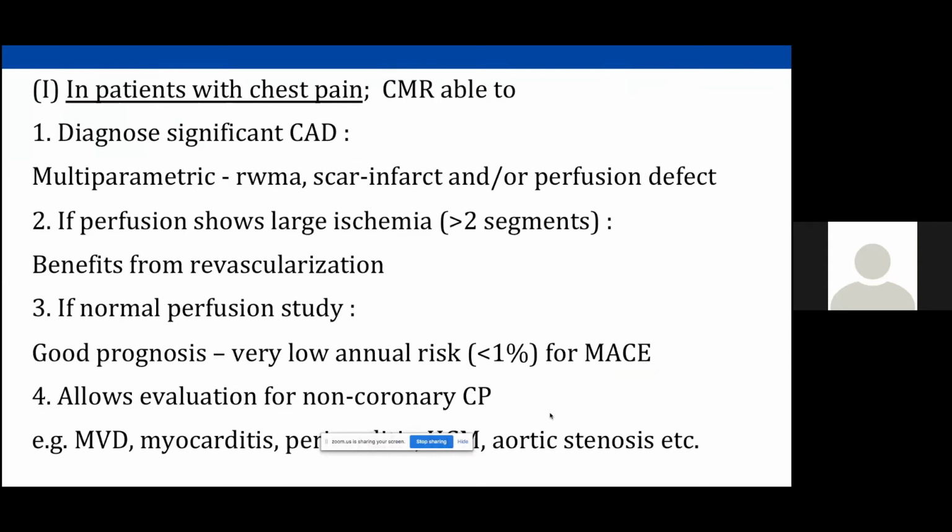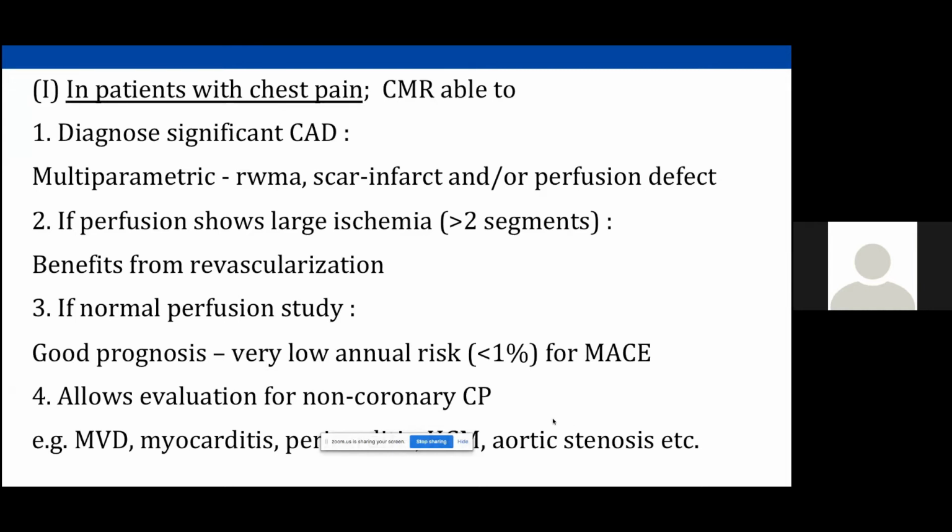So in summary, in patients with chest pain, cardiac MR is able to diagnose significant coronary artery disease due to its multiparametric capability. It detects this by diagnosing regional wall motion abnormality, detecting the presence of scar or infarct, and also detecting perfusion defect. If the perfusion defect shows large ischemia, the patient should benefit from revascularization. If a patient's CMR perfusion study is normal, invariably they have a very low annual risk for major adverse cardiac events.